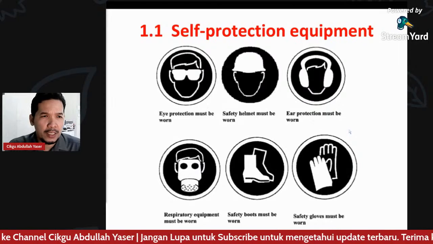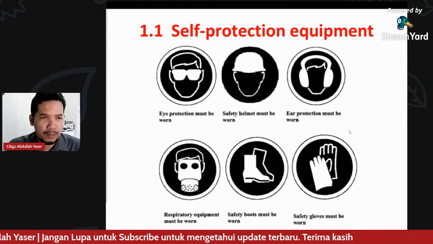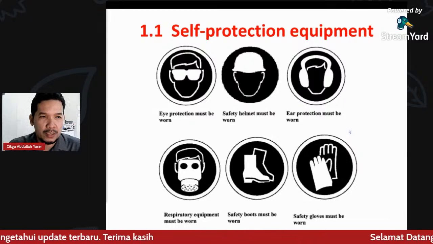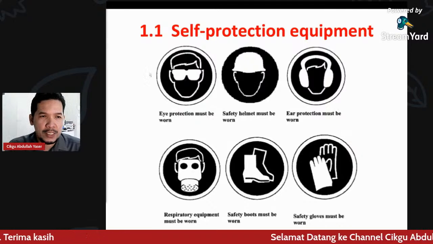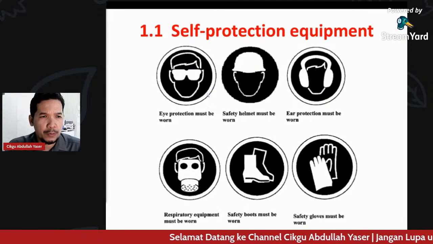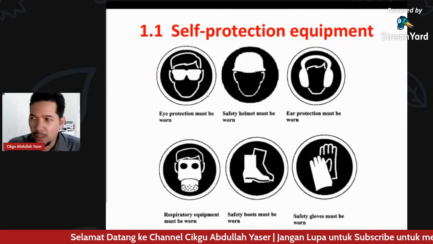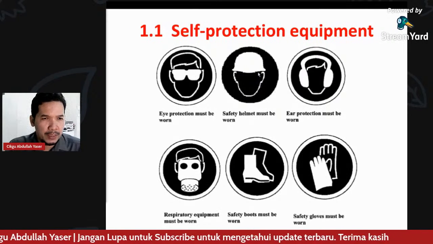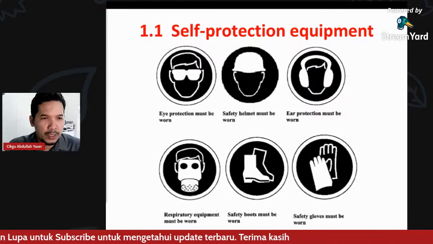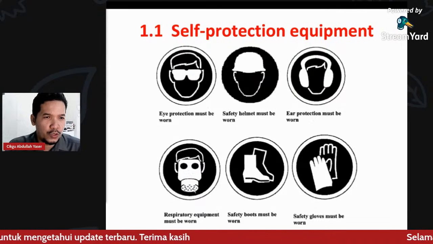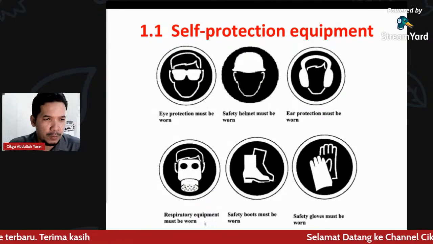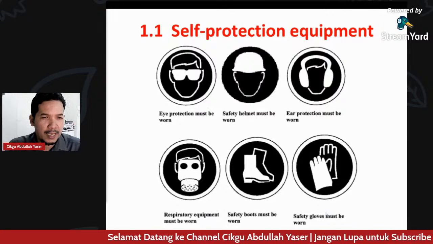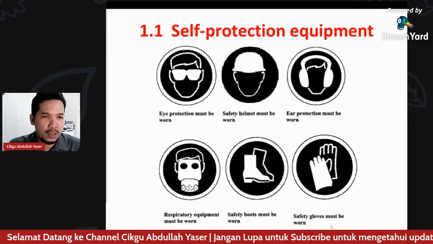So, as you can see, for chapter 1.1, safety measures in the lab, the thing that we need to know is self-protection equipment. As we can see here, eye protection must be worn, and then we also have a safety helmet. This is a symbol that we can use for self-protection, and also respiratory equipment must be worn, also safety boots and safety gloves.